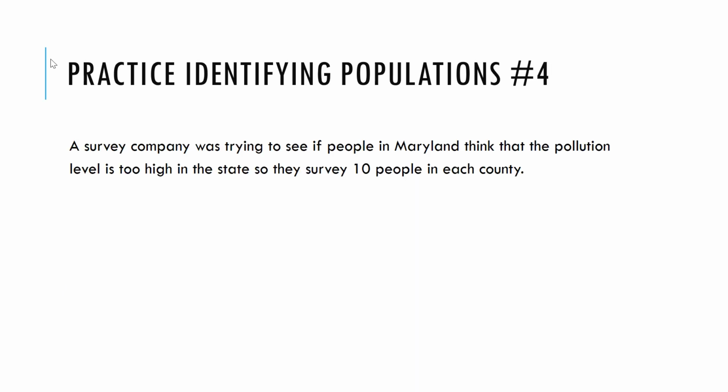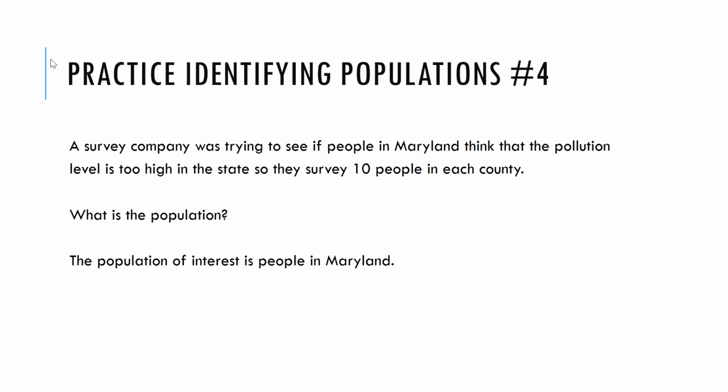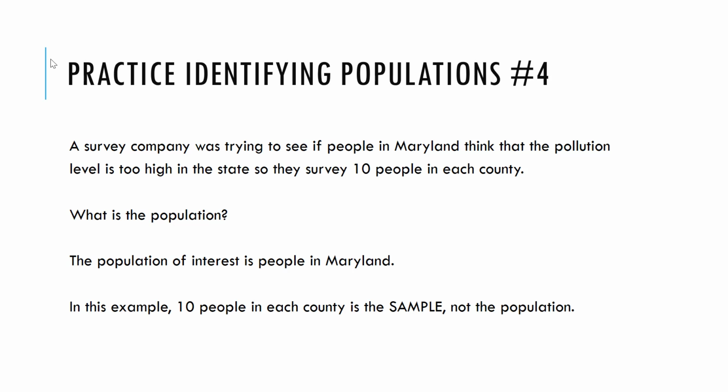A survey company was trying to see if people in Maryland think that the pollution level is too high in the state, so they surveyed 10 people in each county. What is the population? The population of interest is people in Maryland. In this example, 10 people in each county is the sample, not the population.